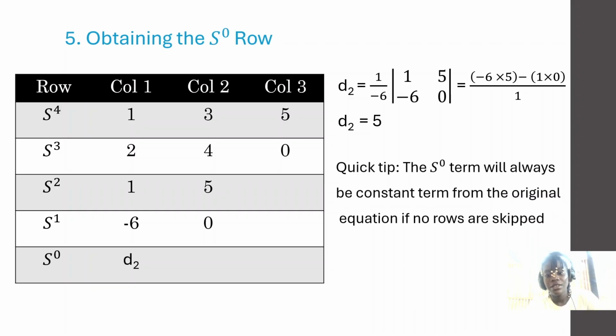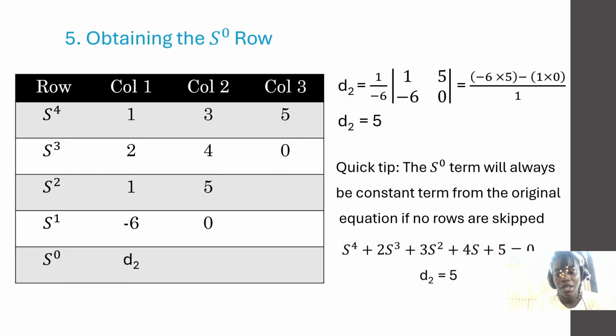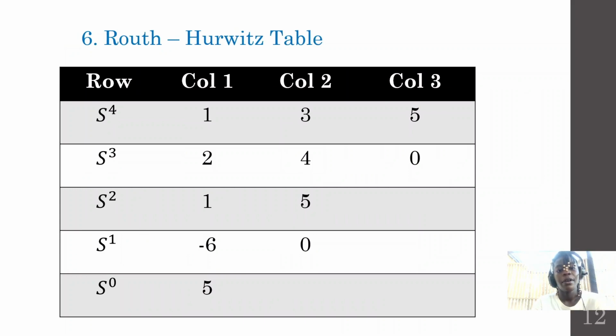The S naught term will always be constant and from the original equation if no rules are skipped. It just means in finding D2, if no rules are skipped, our D2 tends to be equal to the constant in our general equation, which is S^4 + 2S^3 + 3S^2 + 4S + 5, which is equal to 0, making our D2 equal to 5, thereby resulting in this table.